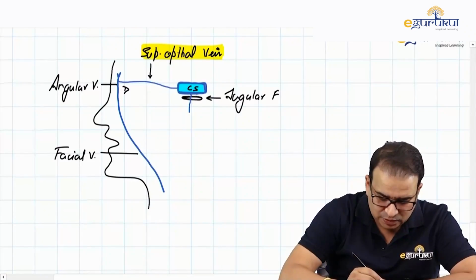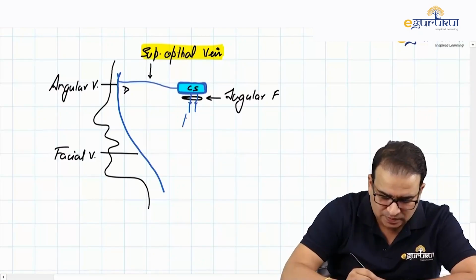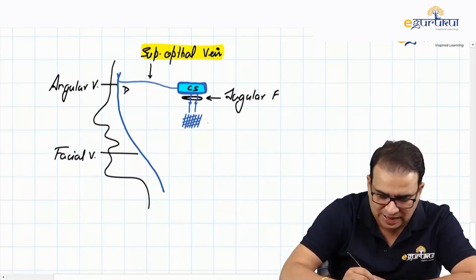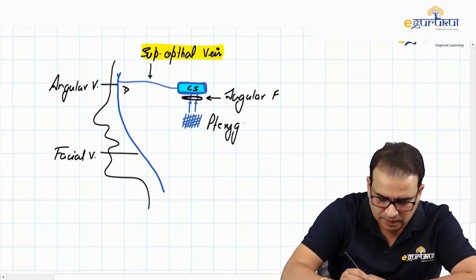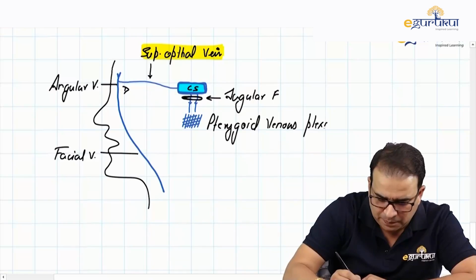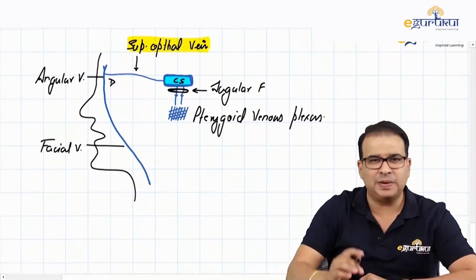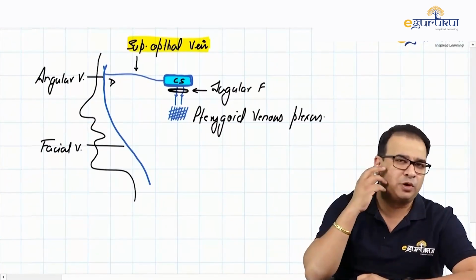The cavernous sinus, through emissary veins, also is connected to a plexus called the pterygoid venous plexus. The plexus is present between the pterygoid muscles, so we call it the pterygoid venous plexus. Where exactly is the pterygoid venous plexus? It is in the infratemporal fossa.